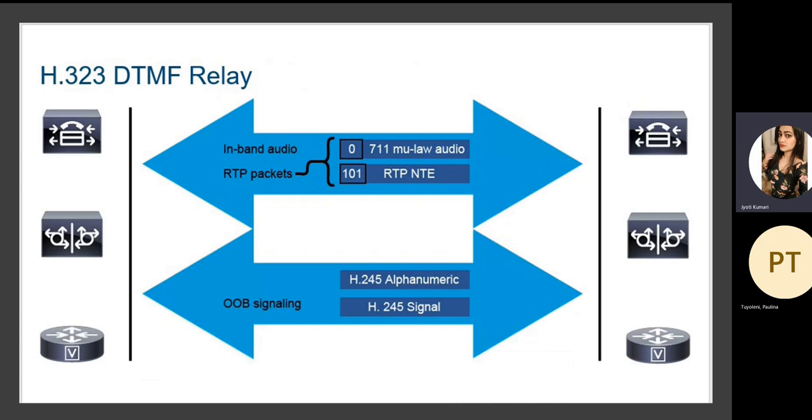In H323 also, like SIP, we discussed DTMF relay, like in this example of IVR, when you're giving some input. So RTP packets and audio packets are there. RTP and audio packets come in the same packet, as in-band audio in H323 also, and separately in out-of-band signaling.